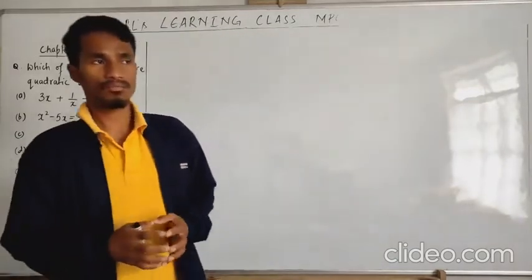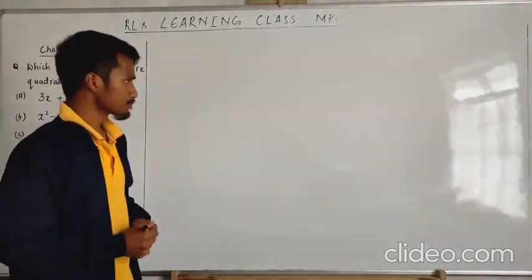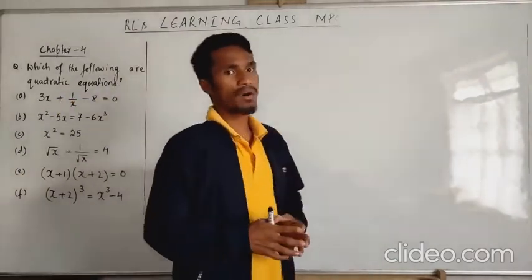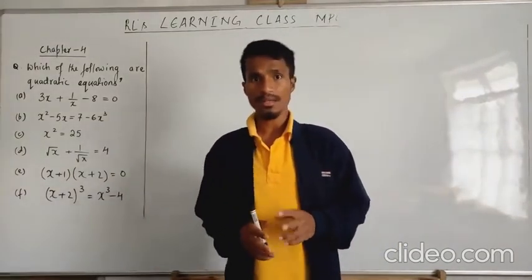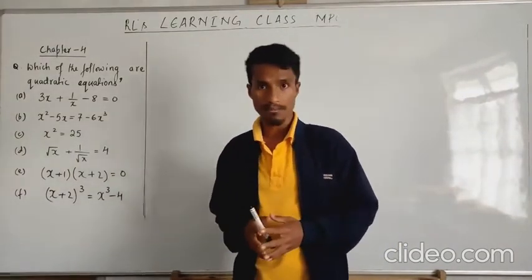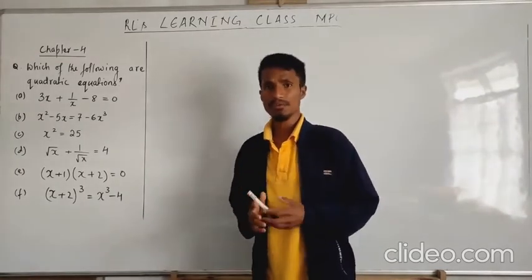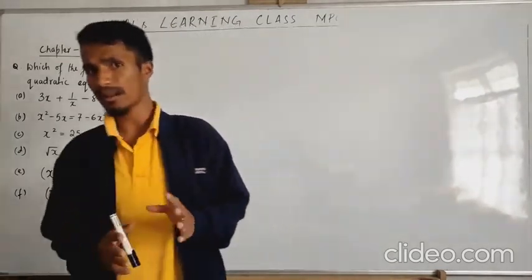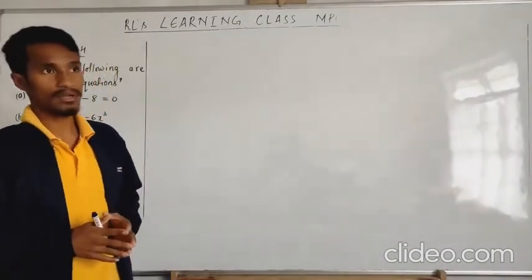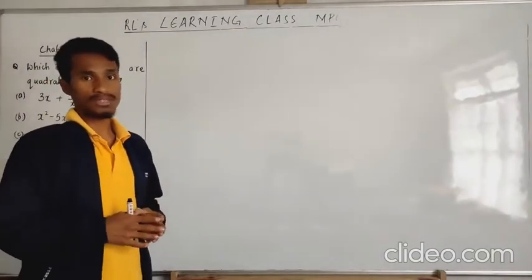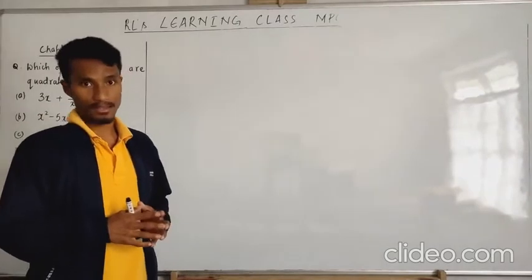And first, what is a quadratic equation? Remember, it is an equation which always has two zeros, two solutions, and the degree of that equation is 2. If the degree of the equation is 2, then we always call it a quadratic polynomial, and if it is equal to 0, then it will be called a quadratic equation.